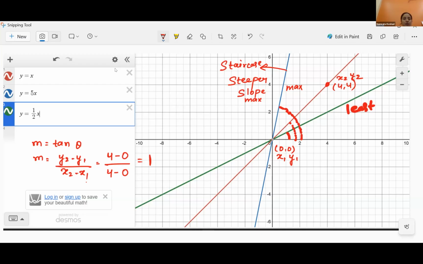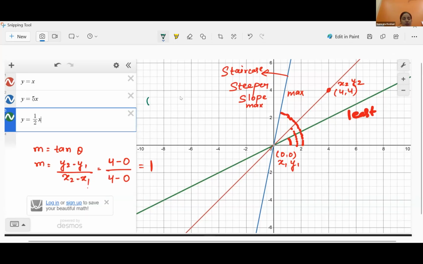Similarly, if you find the slope of the green line, here the coordinate was, can you tell me, Nabila? I was telling you to just note down the coordinate. 4 comma 2 was there. Yes, ma'am. 4 comma 2 was there. Okay. So one of the coordinates on the green color line is 4 comma 2.